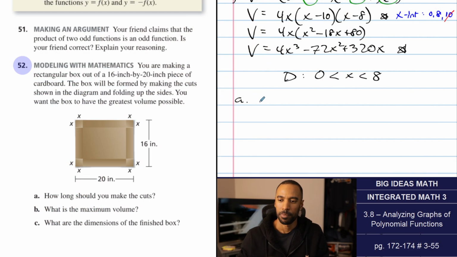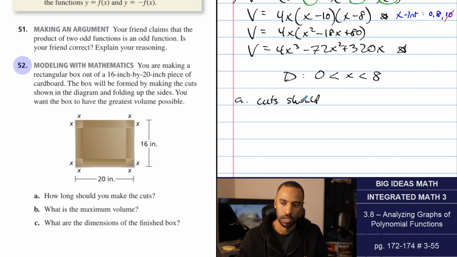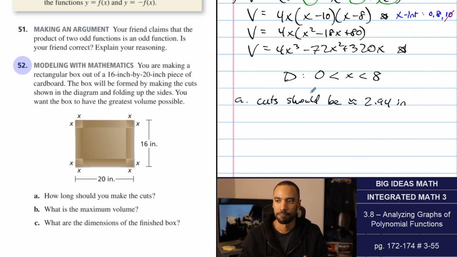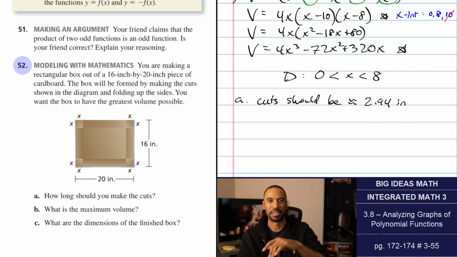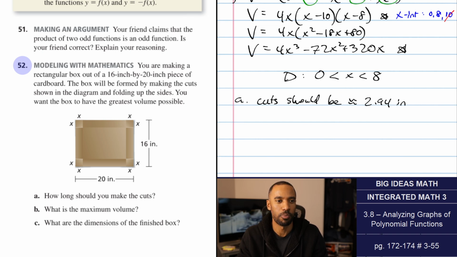420.11. So your part A, how long should you make the cuts? You should make them about 2.94 inches. Cuts should be around 2.94 inches. Okay. Oh, you know what I should have done? Never mind, forget what I just said. Yes, cuts should be about 2.94 inches.